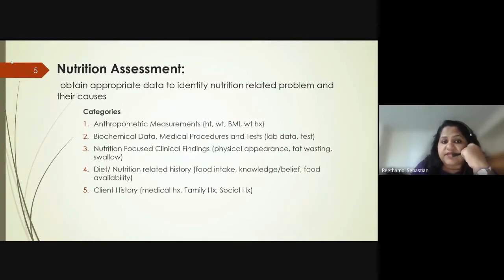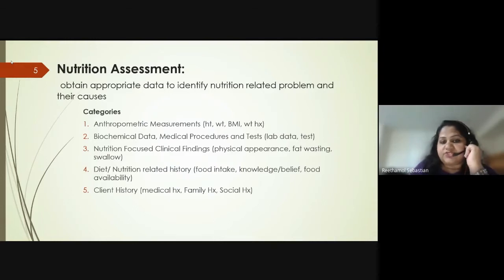And the next category is nutrition-focused clinical findings, such as how do they look, do they have visible fat wasting, do they have any swallowing difficulty, are they drooling food while they are eating. When you are working in a hospital, someone is eating and you notice that they are drooling the food, then that's a physical finding, right? They have some issues with swallowing, those things.